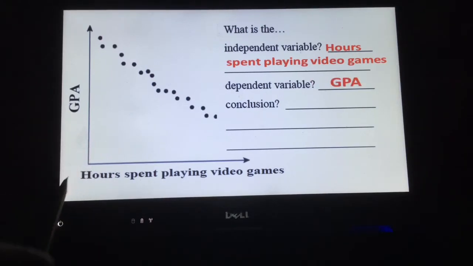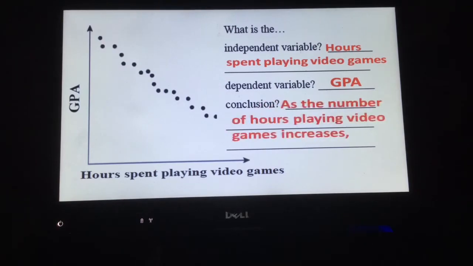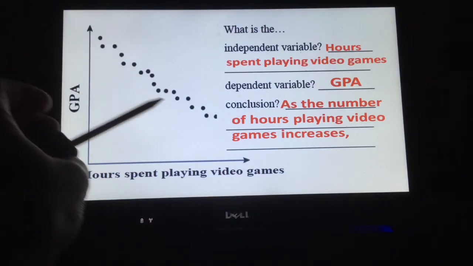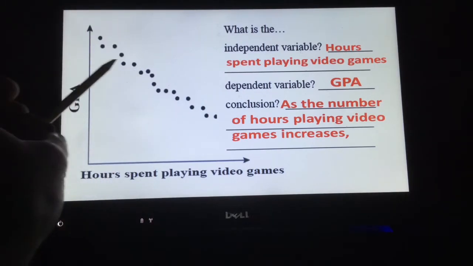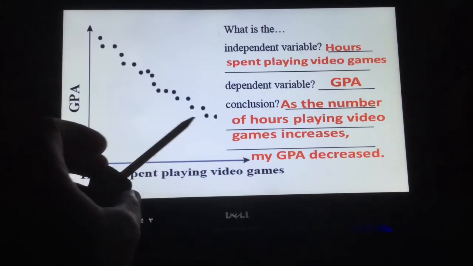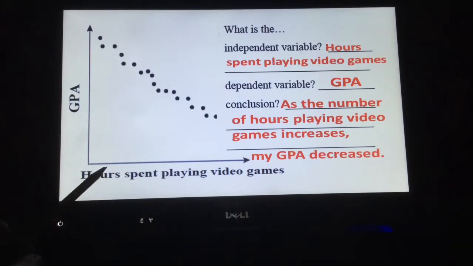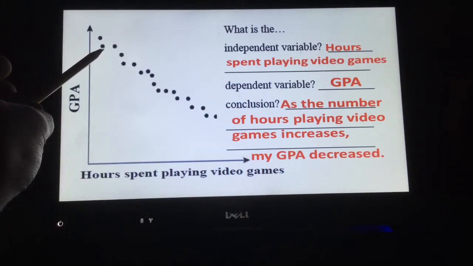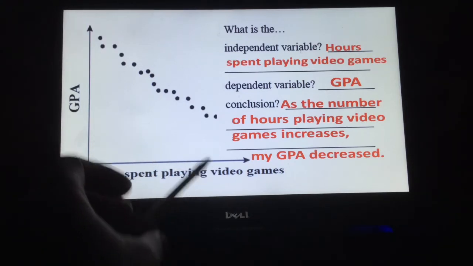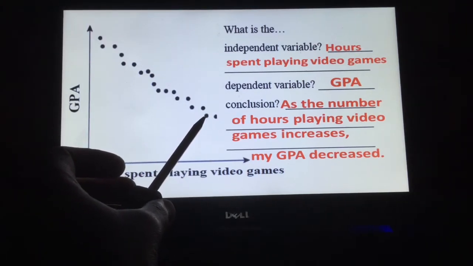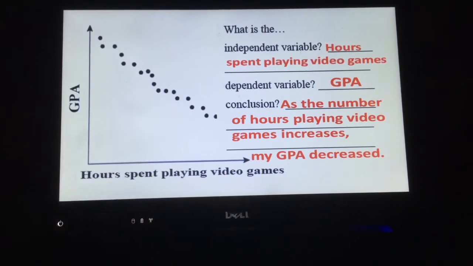Now the conclusion, again, remember the conclusion always starts out as when the independent is increasing. In this case, it's hours spent playing video games. So when the number of hours playing video games increases, you can see that we have a negative correlation. So the GPA is actually decreasing. What does this actually mean? Well, if you don't play video games that much, you're going to get a higher GPA. If you play video games all the time, you're going to get a lower GPA because you're playing video games instead of studying, doing your homework, stuff like that. So that's what this is.